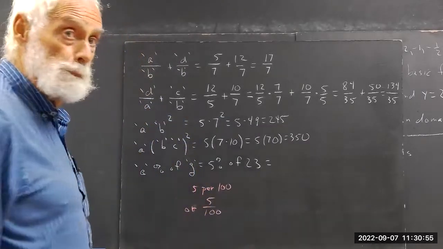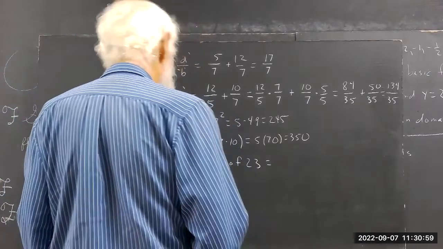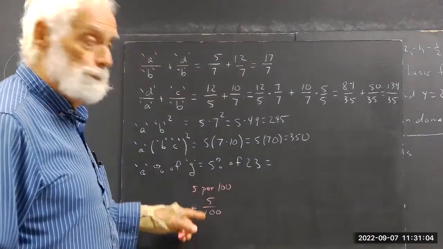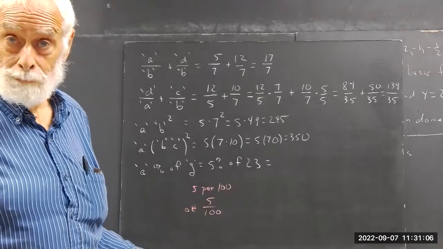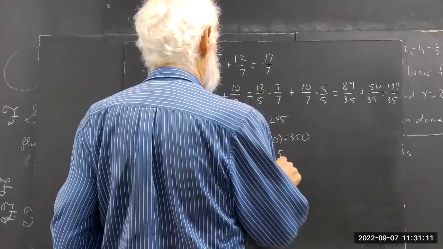Or 5 over 100. Okay. So I'm going to do it with fractions to kind of emphasize fractions. Of course, you can express that as 0.05. And that's now equal to... So let's do it both ways.